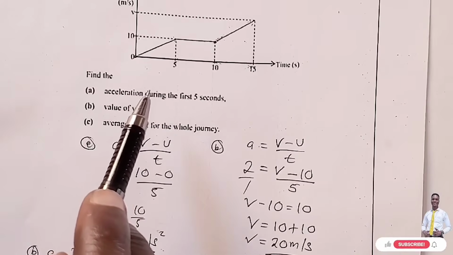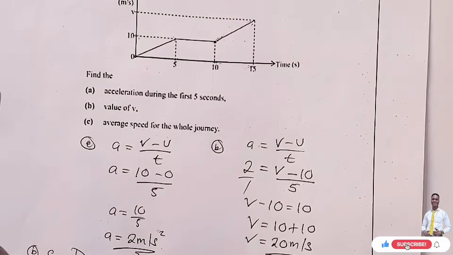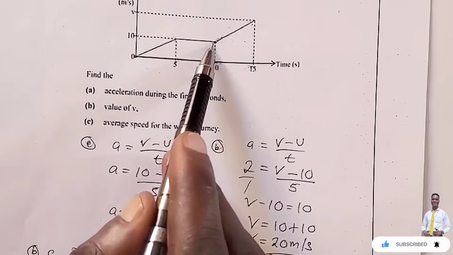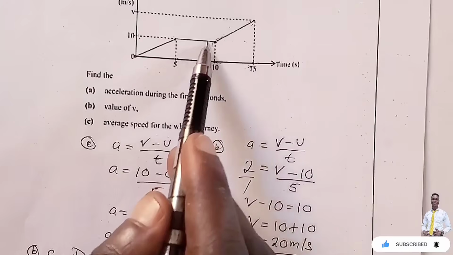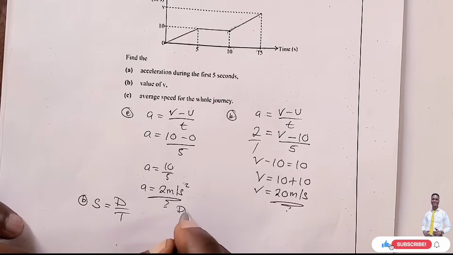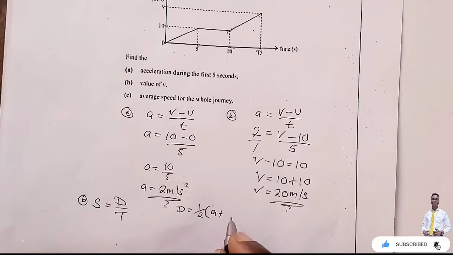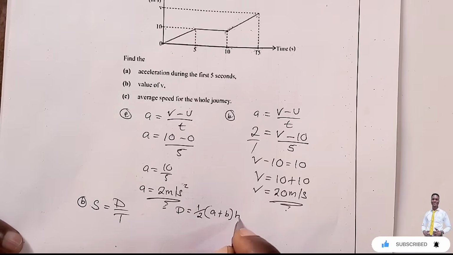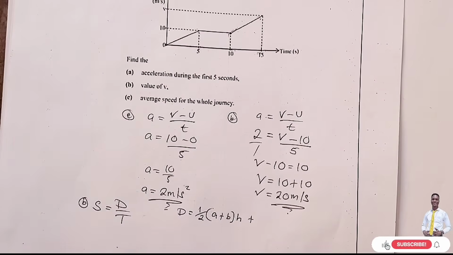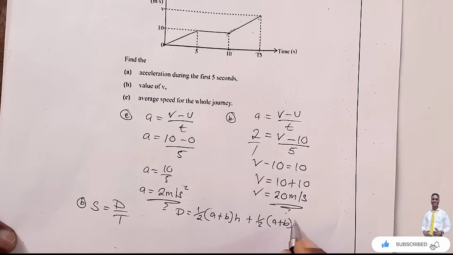Shapes involved? We have 2 trapezium. I can see 2 trapezium. We have this trapezium which starts from here up to this point, and this trapezium here. So we can say distance is equal to 1 over 2 (a plus b) h. Am I right? Plus this is another trapezium here. Let's calculate distance at the same time. It's still also 1 over 2 (a plus b) h.